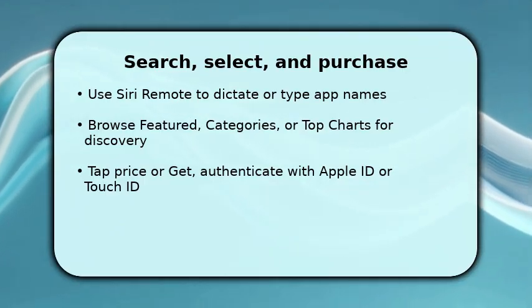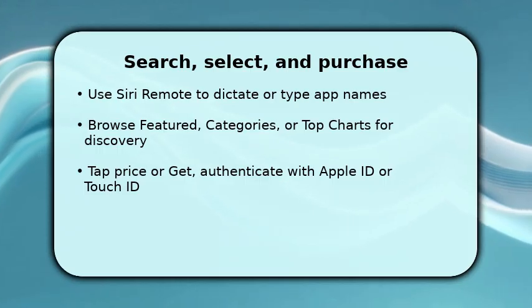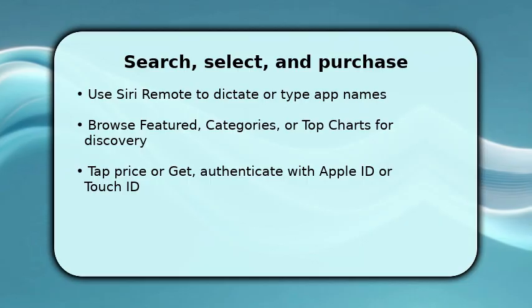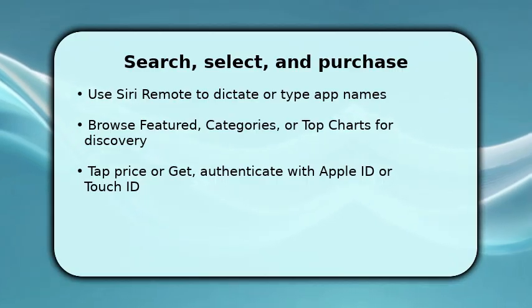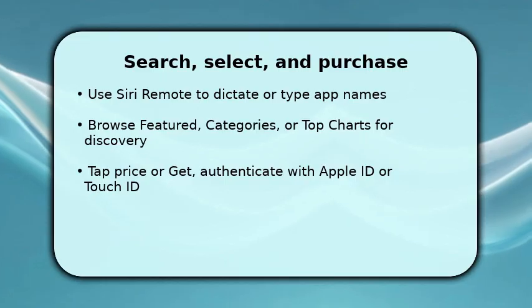If free, tap Get. You'll be asked to authenticate. That verifies purchases and prevents accidental charges. After authentication, the download begins. Make sure there's enough storage and stay in range until the icon finishes installing.